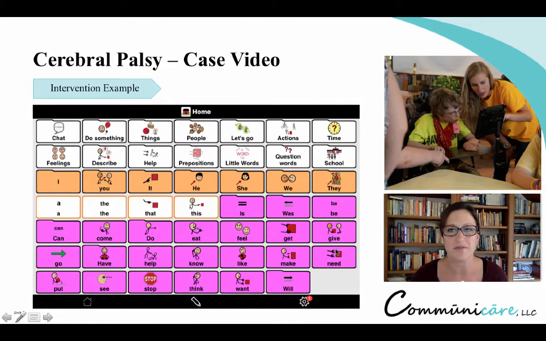So that was an example of Isaiah demonstrating the two-step scanning. So he moves with one selection and then he makes a selection with a different head movement, oscillating between the left and right switches on his headrest.